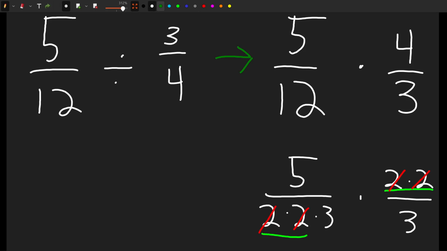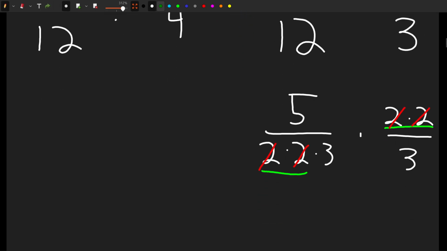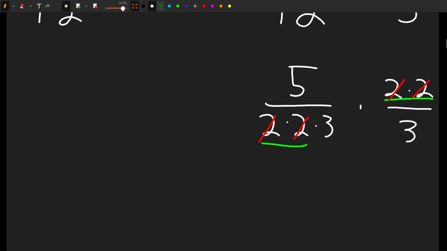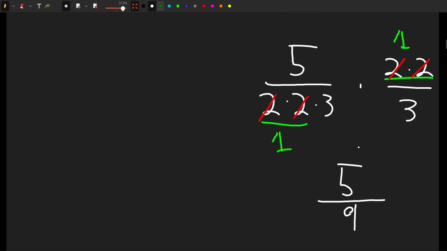And I am left with 5 on the top, because this is technically a hidden 1 here. Now, this is a hidden 1, and this is a hidden 1. So I am left with 5 times 1, which gets me to 5, and then 3 times 3 gets me to 9. So my answer is 5/9.